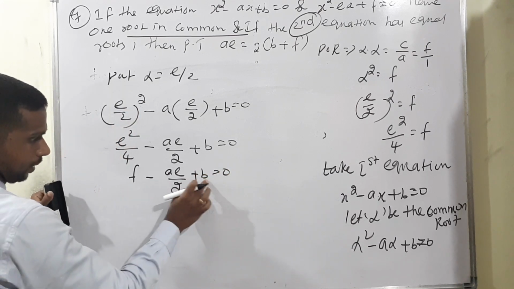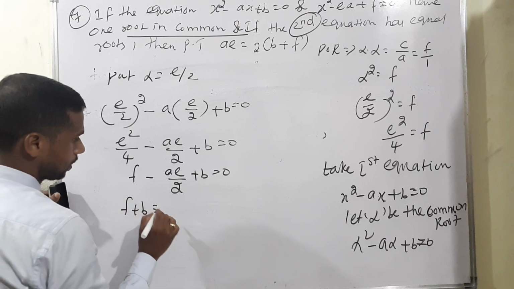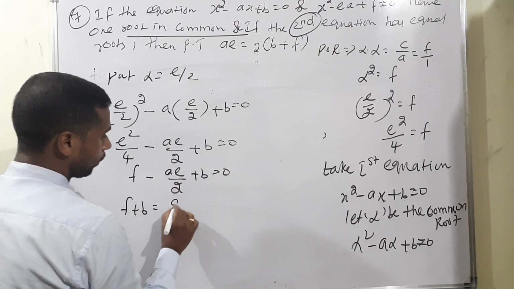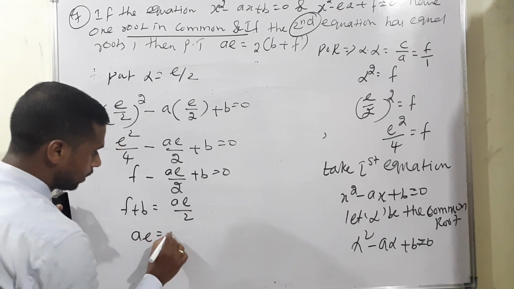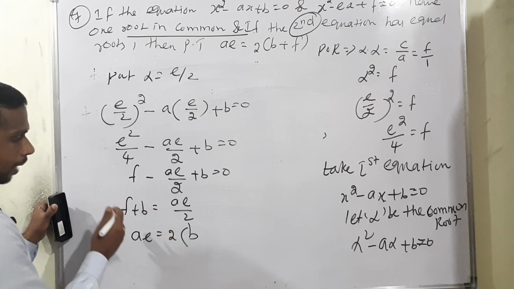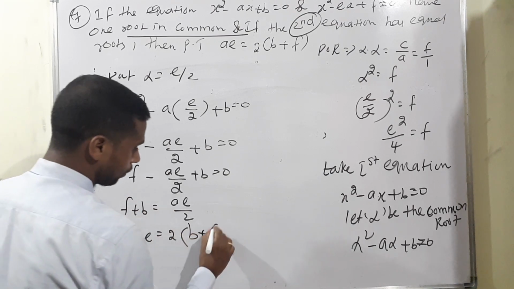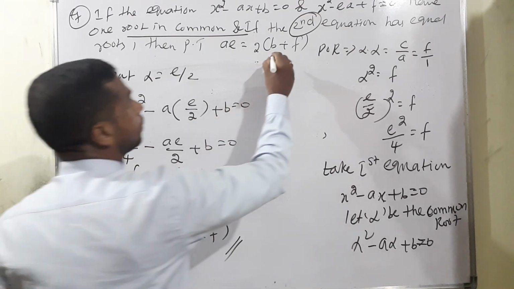Now f plus b we keep on the left-hand side. So f plus b is equal to ae by 2, since the negative term brought to the opposite side becomes positive. Therefore, a is equal to 2 of f plus b, which is also b plus f. So this is our proof: a is equal to 2 of b plus f.